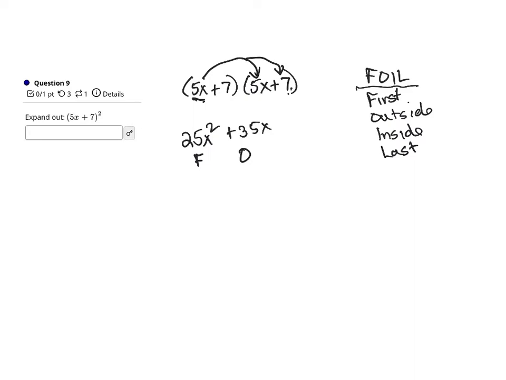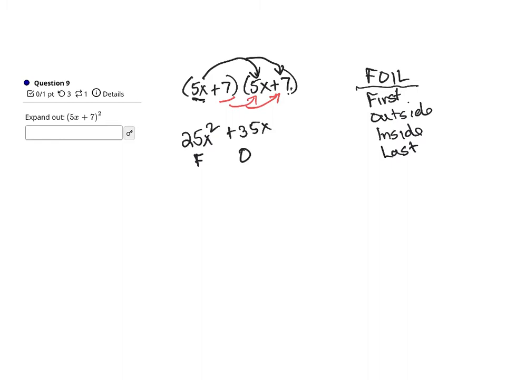And then we're going to take the 7 and we're going to multiply it times everything over here. So it's the same thing. Even if you don't remember FOIL, just remember, take the first term, multiply it times everything in the other set of parentheses. Take the next term, multiply it times everything in the other set of parentheses.